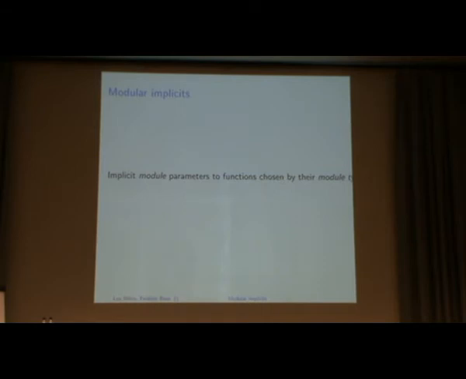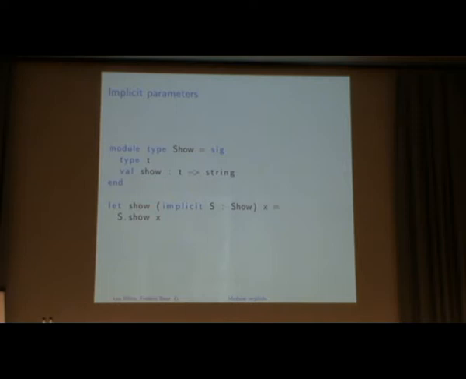The module type. So how that looks in the system that we have in modular implicits is, you define yourself a module type Show with a type t and a value from t to string. Then we can define this show function, which takes an implicit module parameter s of module type Show, and another argument x, and applies s's show value to x. The type of show is written like this: we've got implicit s of type Show, and it goes to s.t to string.